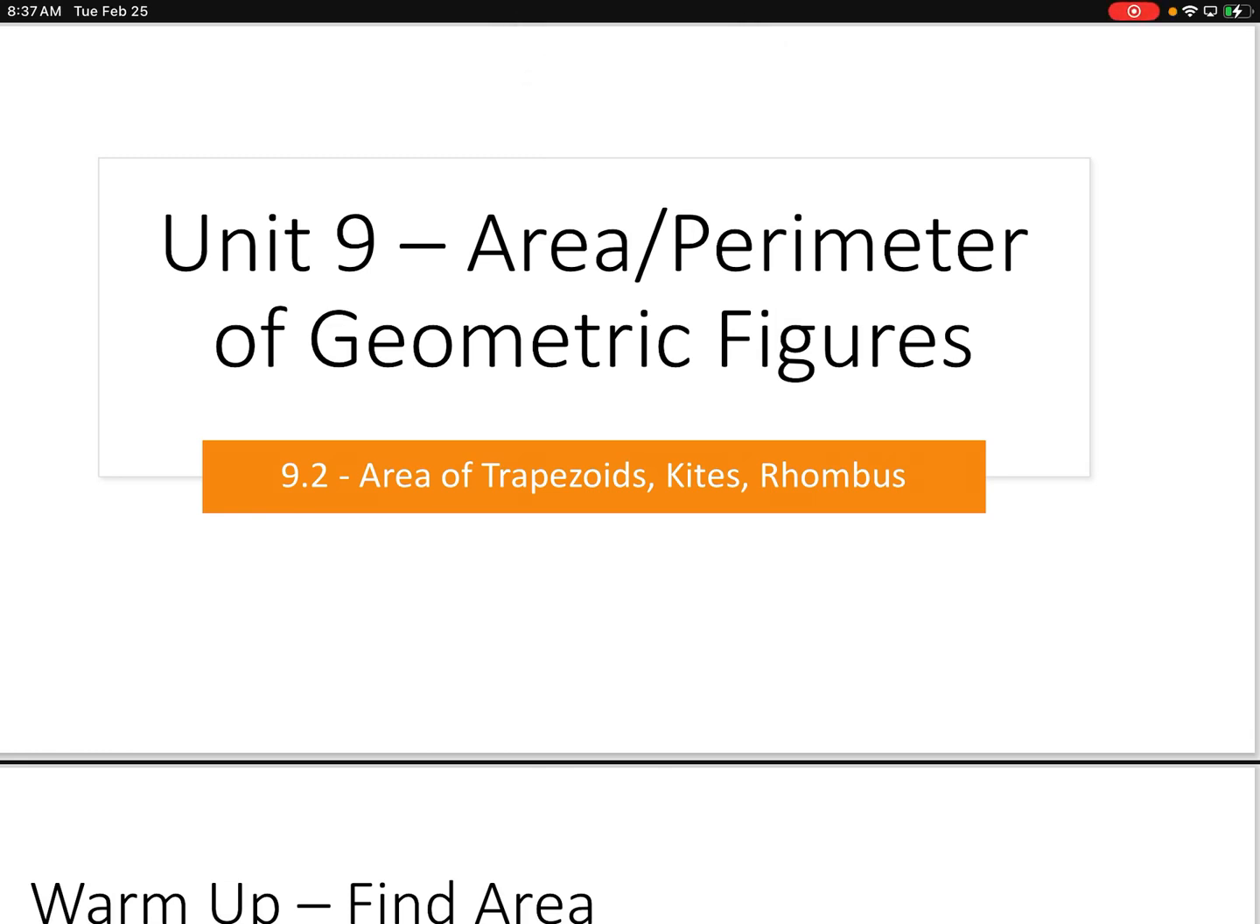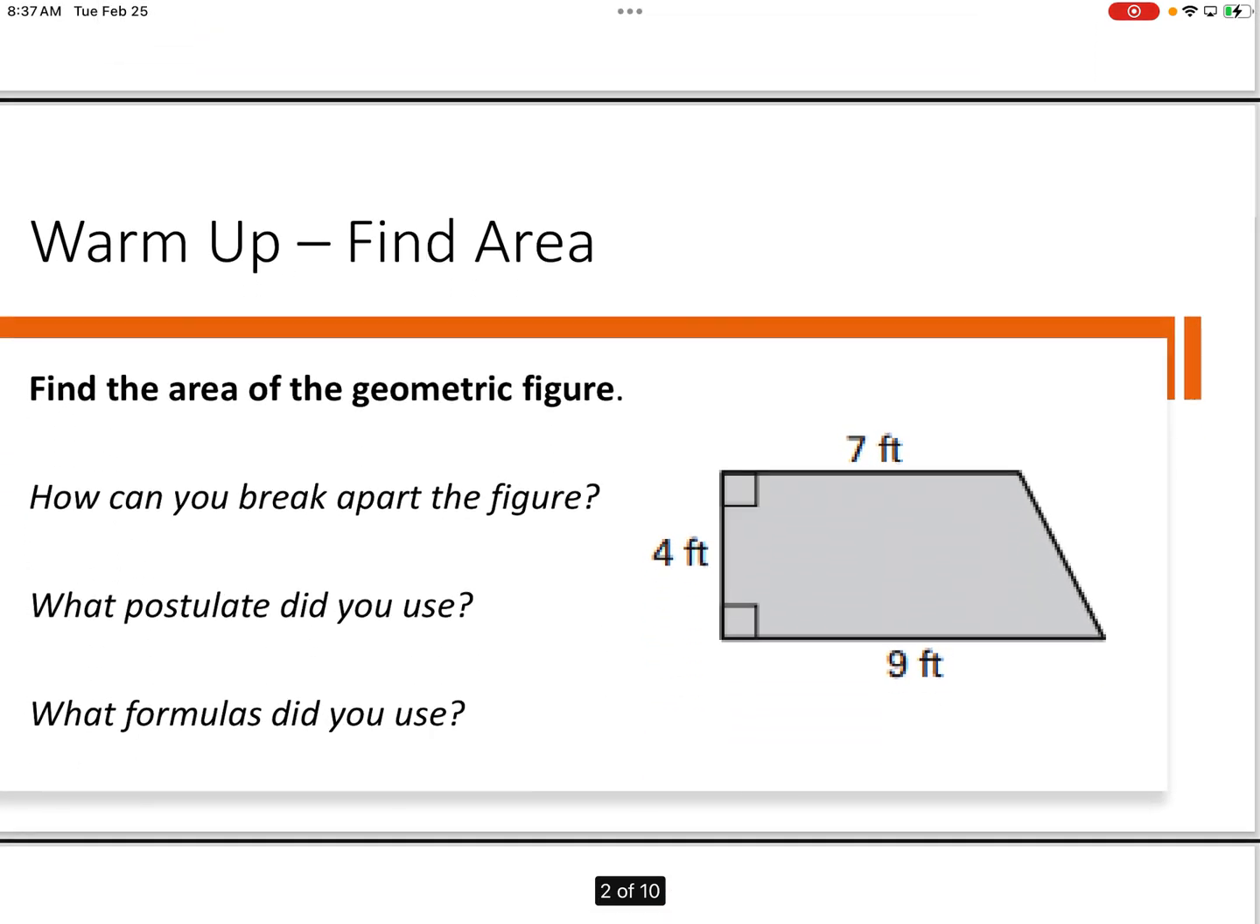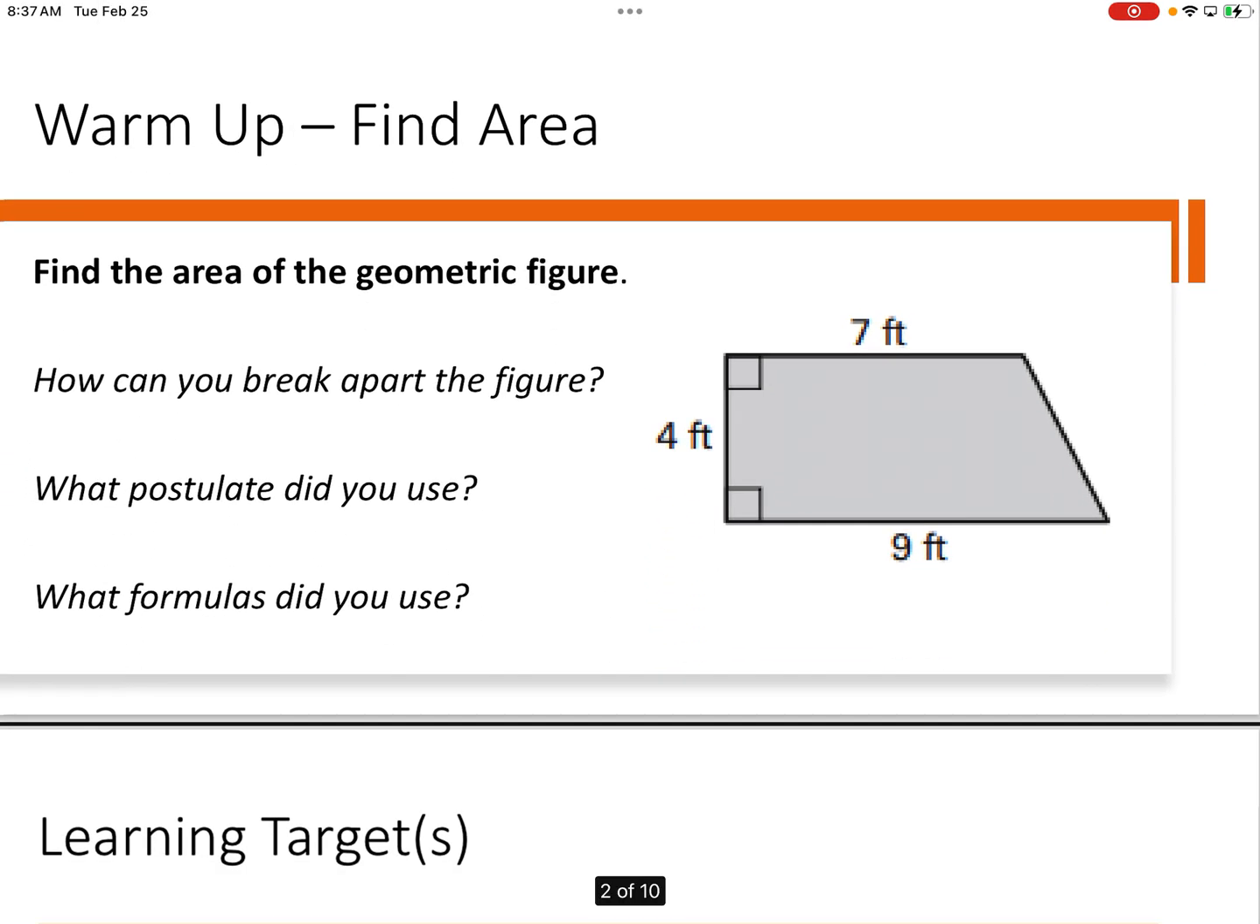All right, so today, Unit 9, Area and Perimeter of Geometric Figures. Today we're going to be talking about trapezoids, kites, and rhombus or rhombi. You might hear the word rhombi. Okay? Rhombuses. What's that? That plural. Yes. Plural for rhombus. So, warm up.